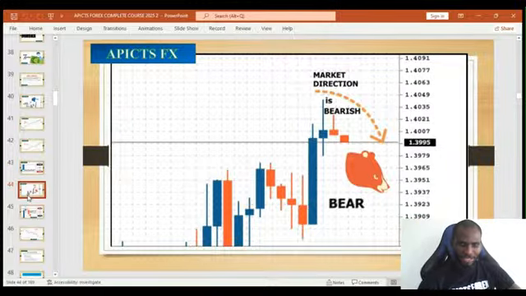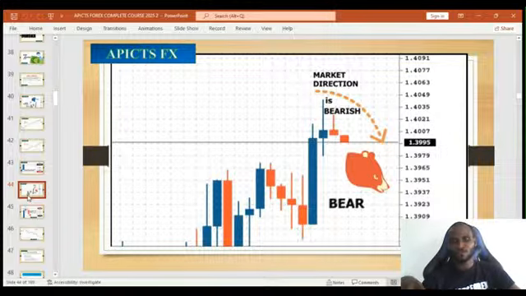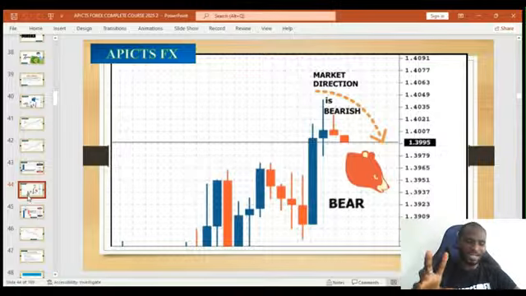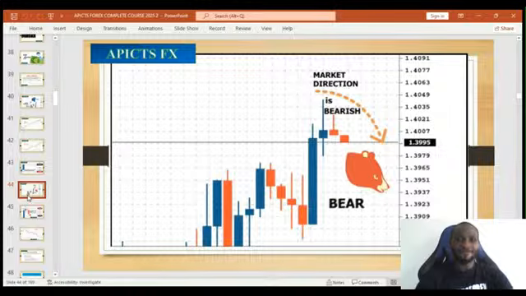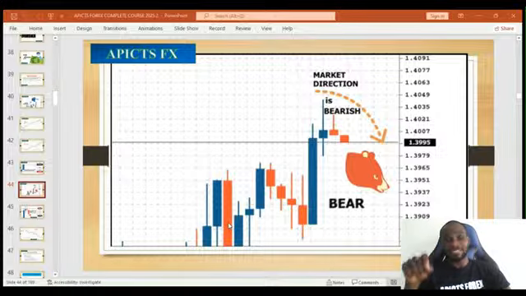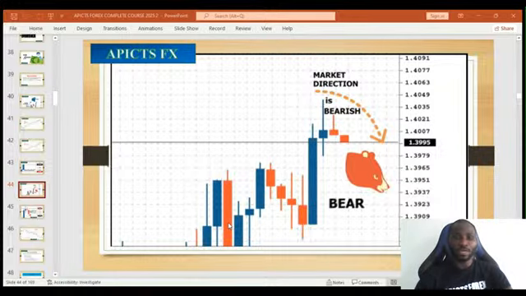Now, this is just an illustration showing you market direction. We talked about market direction earlier: you can have your uptrend, where the market is said to be bullish, and you can also have your downtrend, where the market is bearish. So this is an example, the red candles. See those red candles? So market direction is bearish. Move on from there.